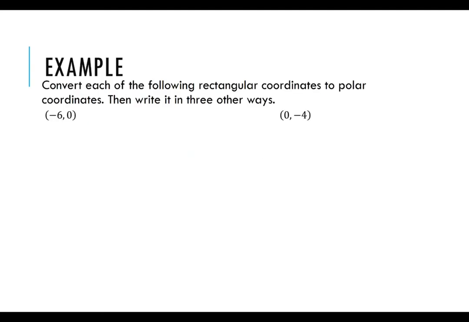So now we want to convert each of the following rectangular coordinates to polar coordinates, and then we want to write it in 3 other ways. And so specifically 3 other ways means I'm either going to use a coterminal angle, because of course there's an infinite number of ways to write anything using coterminal angles, and you can also use negative radii to be able to do this. So let's try this.